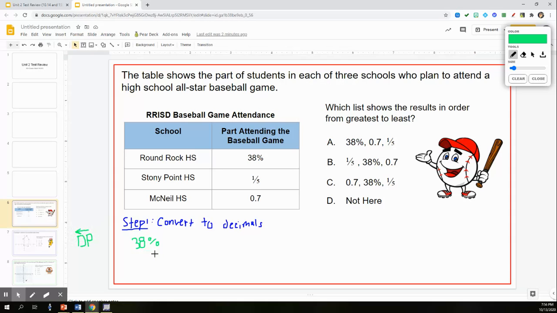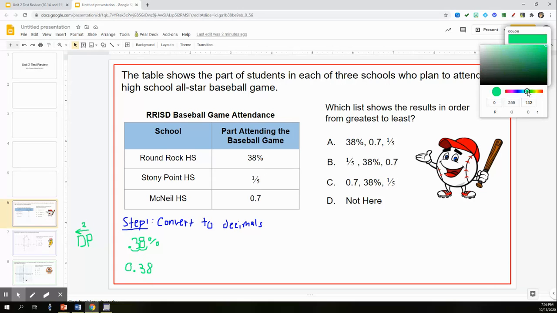And King Julian sings the song, I like to move it, move it. So he needs to move the decimal 2 times to the left. So if I start here and I move the decimal 2 times to the left, I like to move it, move it, my decimal would end up right before the 3. So I would have 0.38 or 38 hundredths.